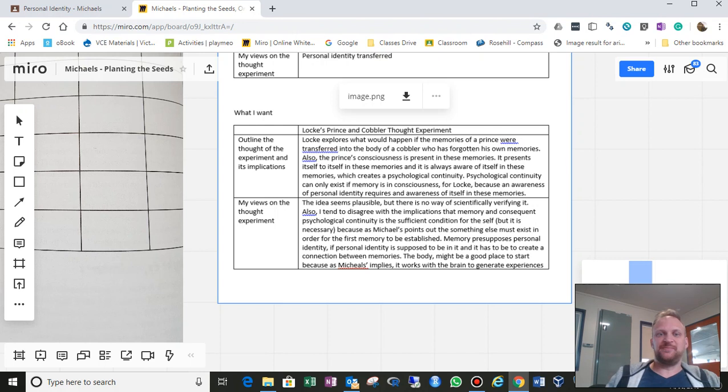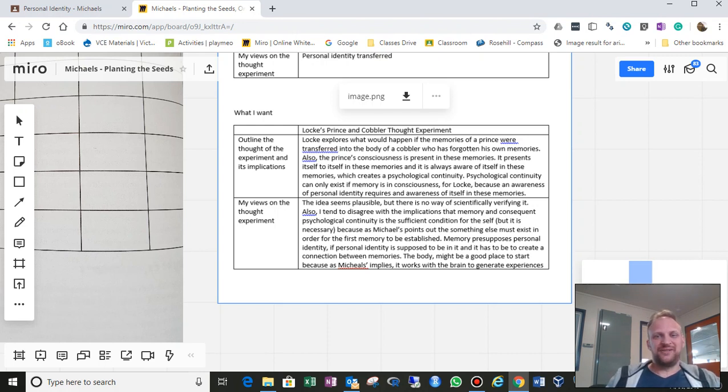Similarly, here's my response to my views on the thought experiment. The idea seems plausible. I think it's actually got some merit, but there is no way of scientifically verifying it, because we can't actually transfer those memories yet. We don't know how to do that, okay?